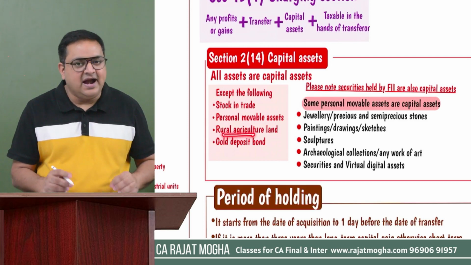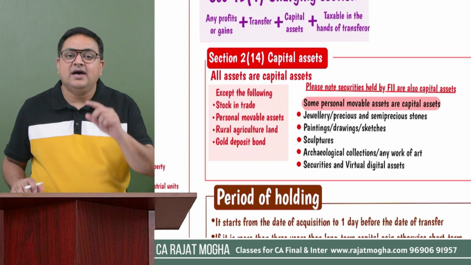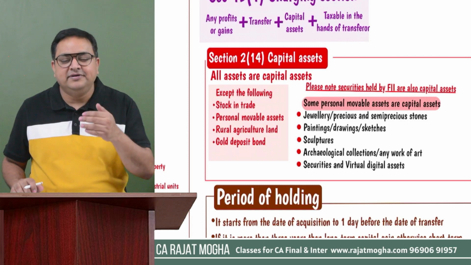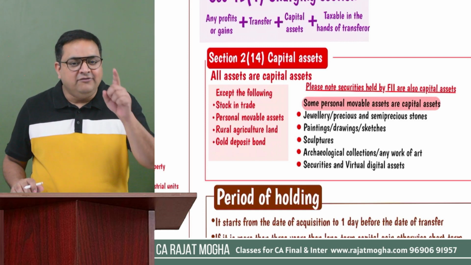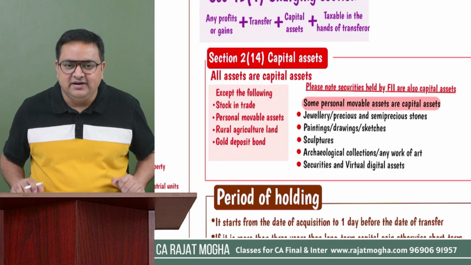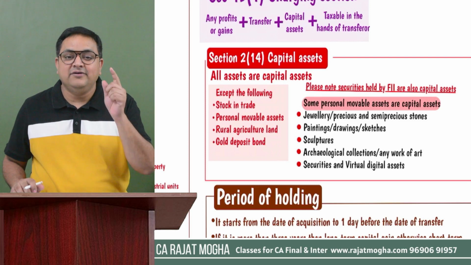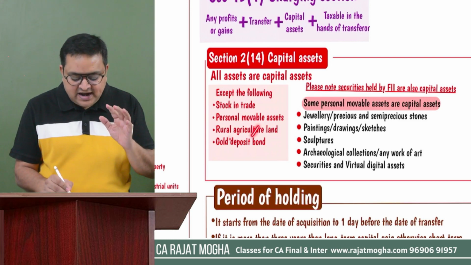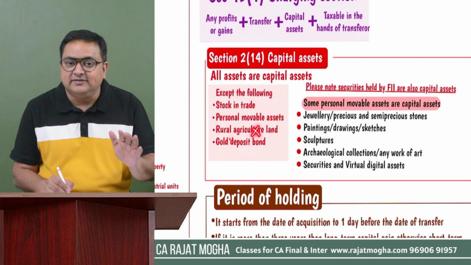Rural agriculture land, you understand, will not be considered a capital asset. But if it is urban agriculture land, and the person is selling it, then capital gain will arise. And we also know one more provision of section 10(37), though it is not important to learn the section number. Because rural agriculture land is anyway not a capital asset, there would be no taxability in that case.